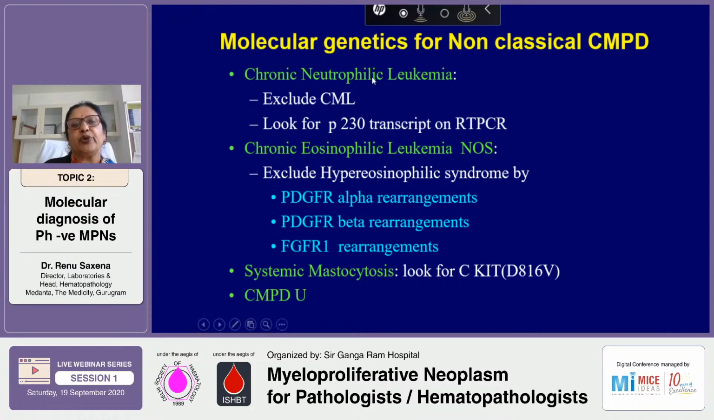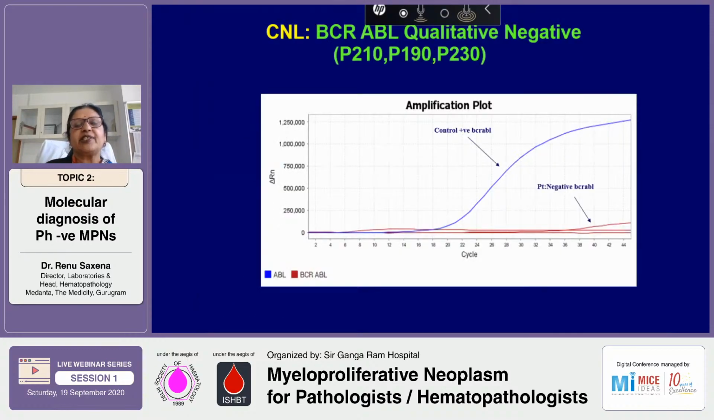And of course, now newer mutations are also coming. In chronic eosinophilic leukemia, you have to exclude hypereosinophilic syndrome by doing PDGFR alpha rearrangements, PDGFR beta rearrangements, and FGFR rearrangements. For mastocytosis, you have to look at the c-KIT mutation, which we are doing by real-time PCR. When all mutations come negative and you have not been able to classify in any of these, you dump it in CMPD unclassified.